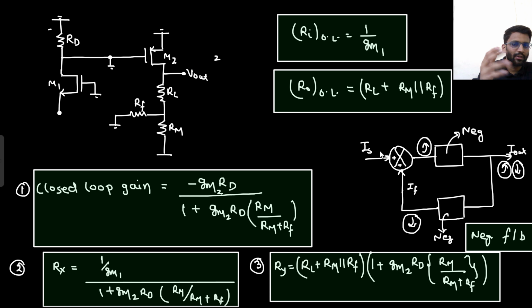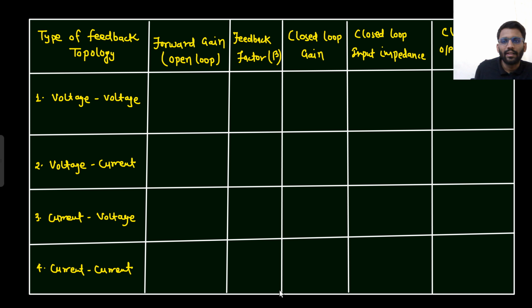So R in open loop you have, R not open loop you have, closed loop gain you have, Rx value you have, and Ry value also you have. Well and good.